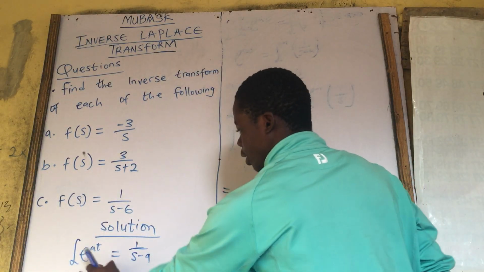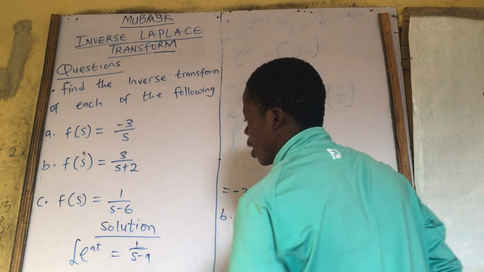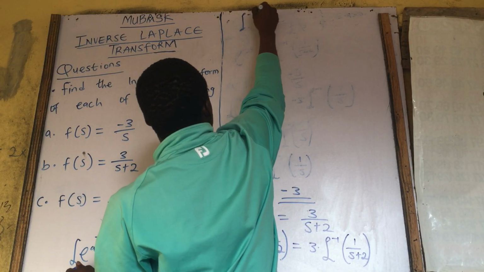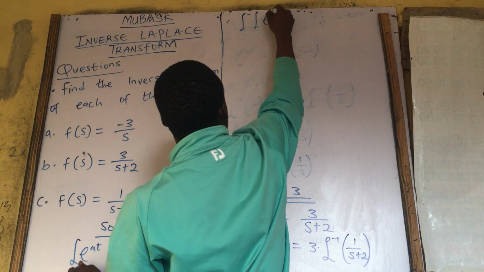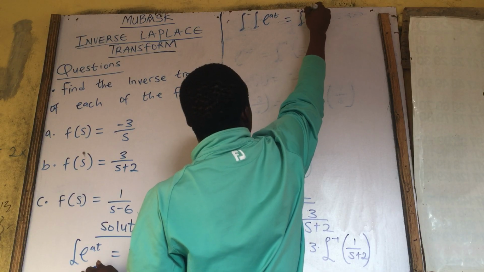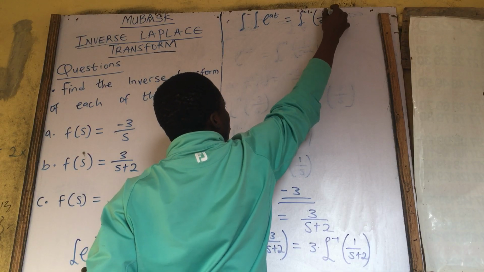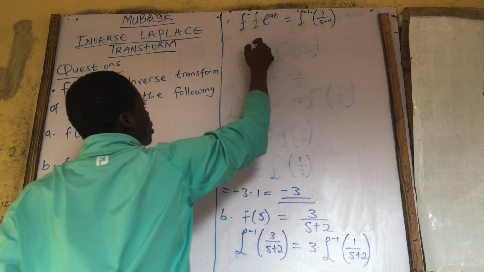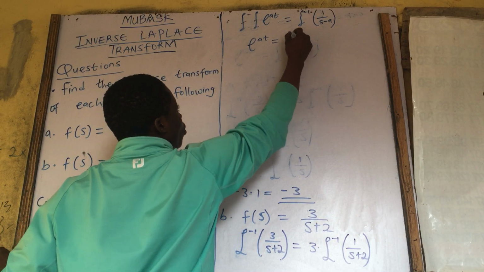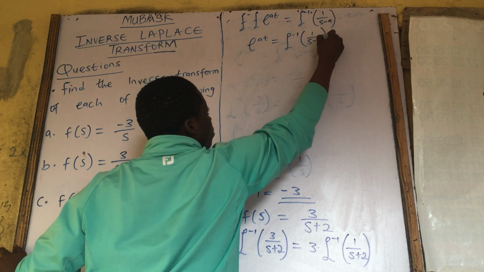We want to look at this inverse. Let's multiply both sides by the inverse Laplace. So if you multiply both sides by inverse Laplace, the inverse Laplace times Laplace of exponential at equals inverse Laplace of 1 divided by x minus a. Laplace cancels Laplace, which means exponential at equals the inverse of 1 divided by x minus a.